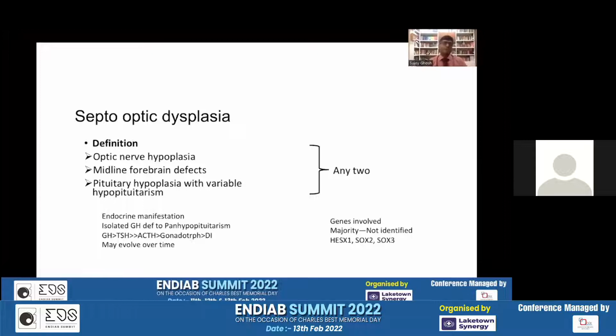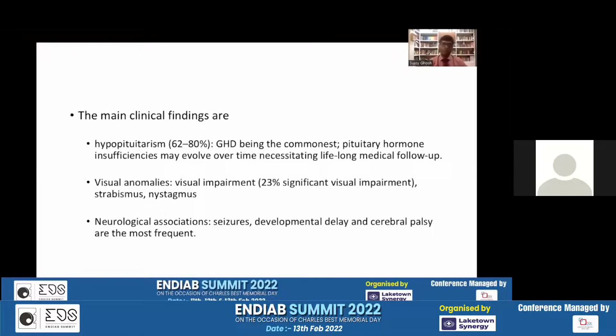Now, when do we call something septo-optic dysplasia? When you have any two of the three: optic nerve hypoplasia, midline forebrain defects, and pituitary hypoplasia with variable grades of hypopituitarism. The endocrine manifestations can range from isolated growth hormone deficiency to panhypopituitarism. The genes involved are mostly not identified, but HESX1, SOX2, and SOX3 are the ones that have been blamed.